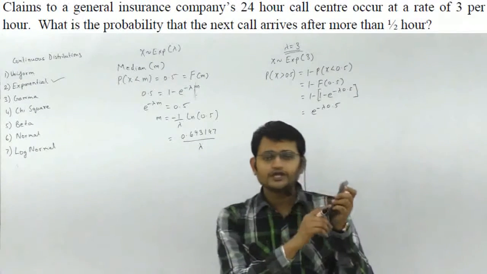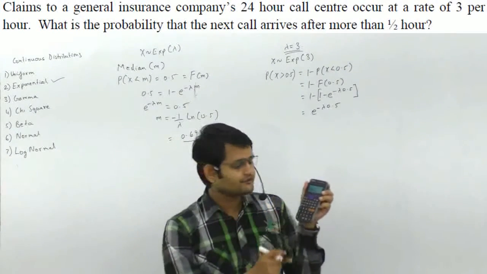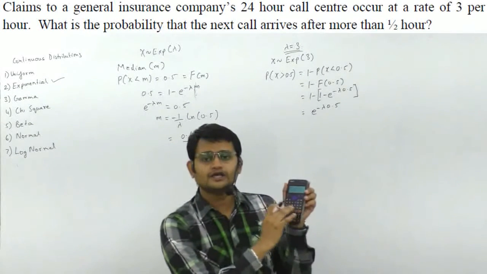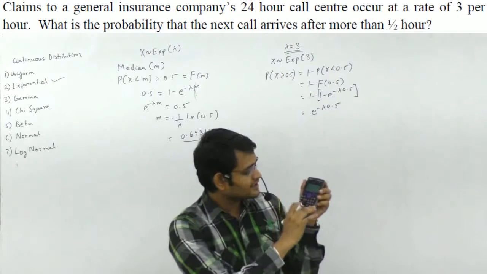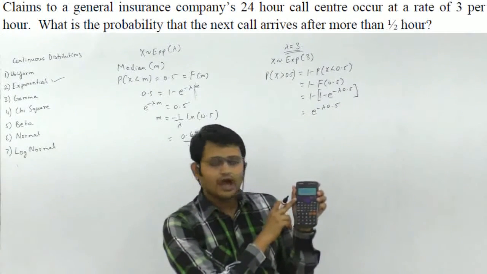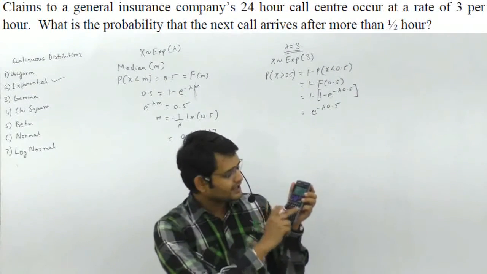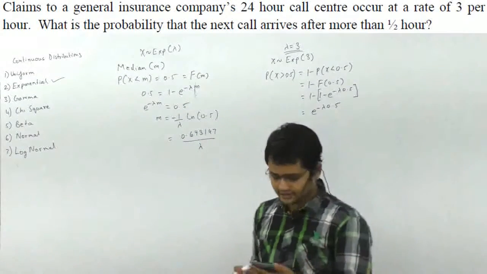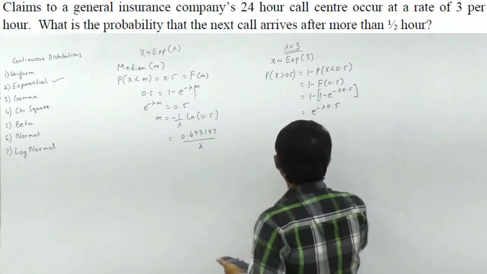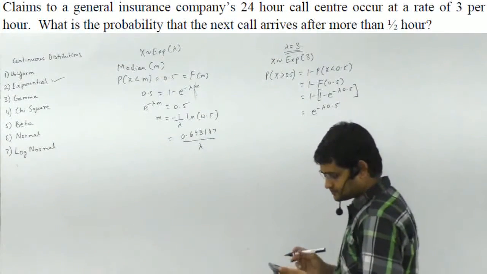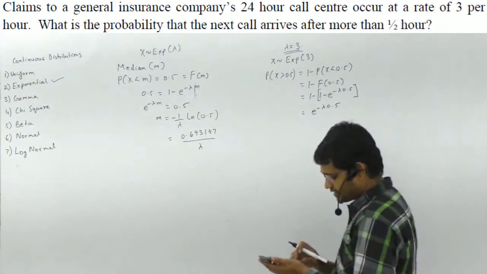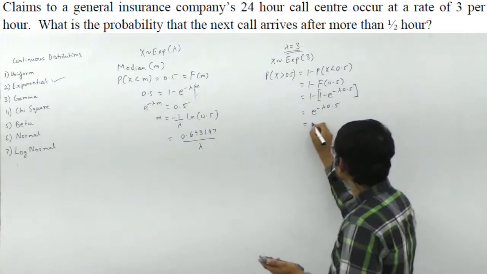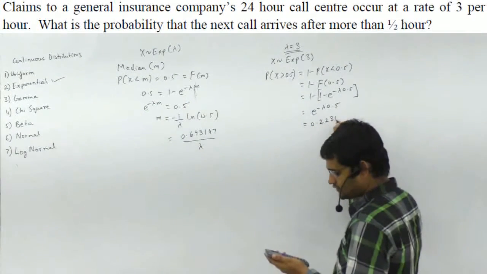Now how to get e raised to? Simply press shift and then the ln button. So that is e raised to. All the things written in yellow can be accessed after pressing shift, and all the things written in red can be accessed after pressing alpha on our calculator. So e raised to minus 3 into 0.5 is going to give us 0.22313.